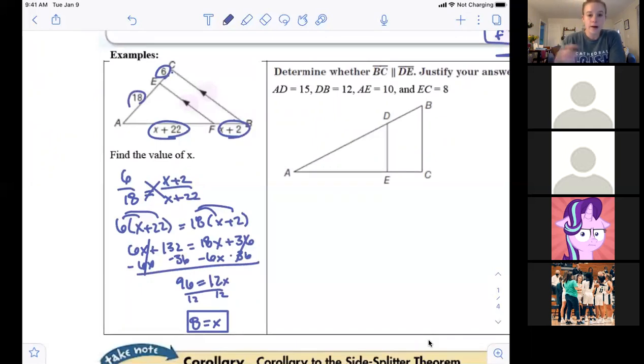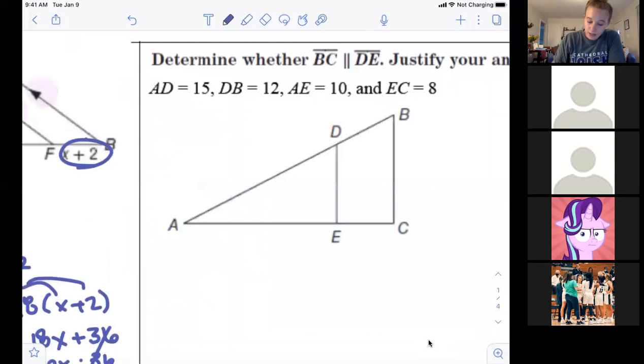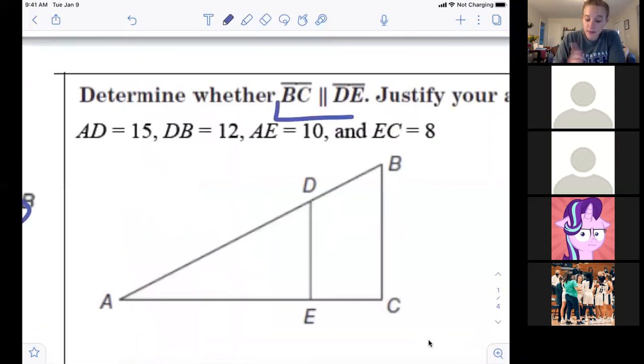Okay. The next one says, determine whether BC is parallel to DE. I've got this shape, and I'm going to label it really quick, and then I'm going to need help setting up a proportion. So if these lines are parallel, then that means my proportion is true. It's like a true statement. I can cross multiply and get the same thing. So let me label first. I've got AD is 15. I've got DB is 12. I've got AE is 10, and I've got EC is 8.